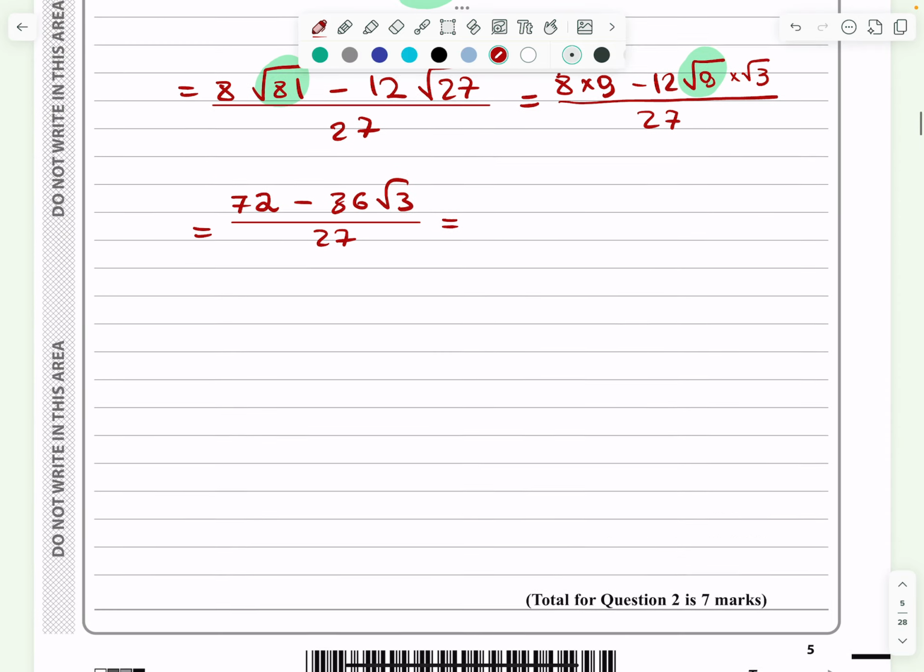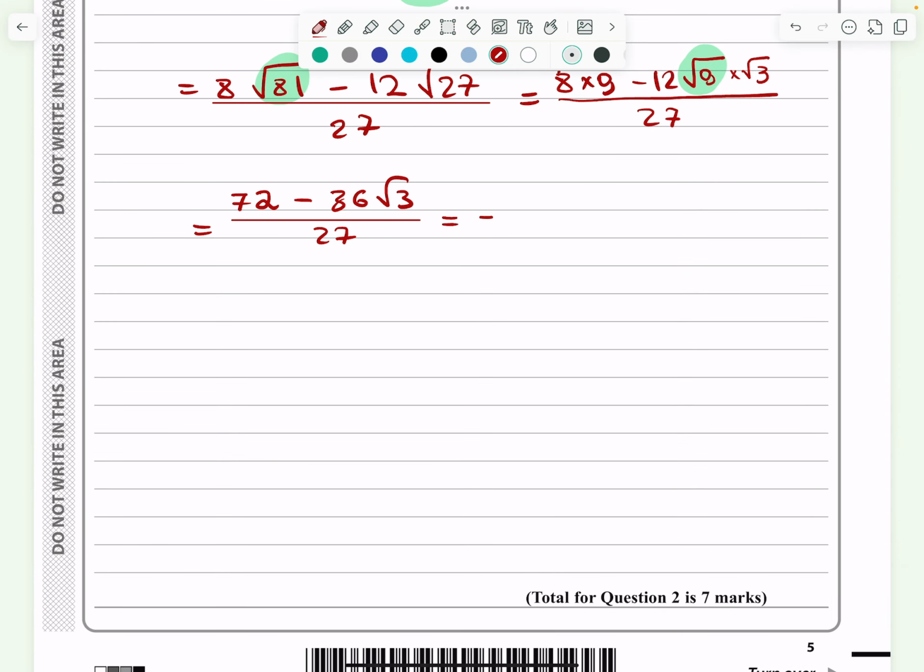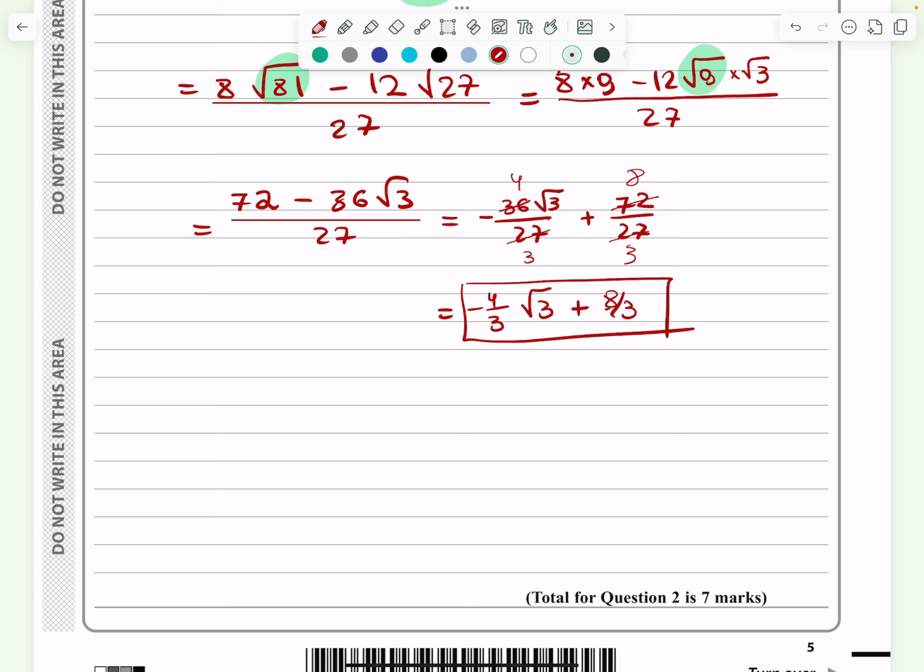So all I have to do is split this into two: negative 36 square root of 3 divided by 27. We'll simplify it in a minute. And then 72 divided by 27, which means dividing by 9: negative 4 divided by 3 square root of 3, plus 8 divided by 3. That will be the final answer for a. Yeah, that's it.